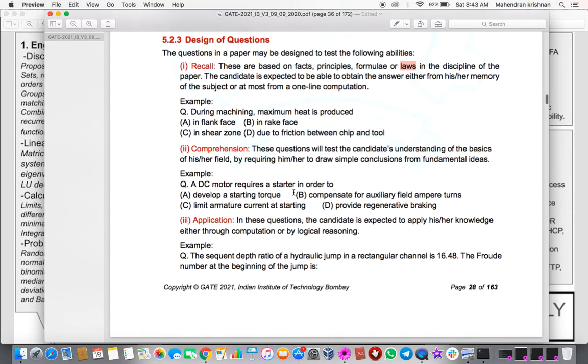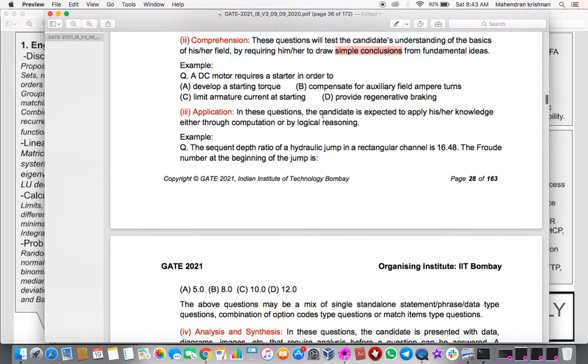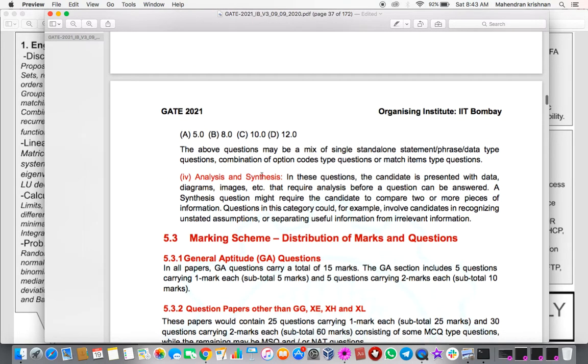Comprehension is understanding of the basics. Based on our existing understanding, we would be able to answer and draw simple conclusions. Okay, application is, so we know some concept. So what is the application of that particular concept? And then analysis and synthesis.